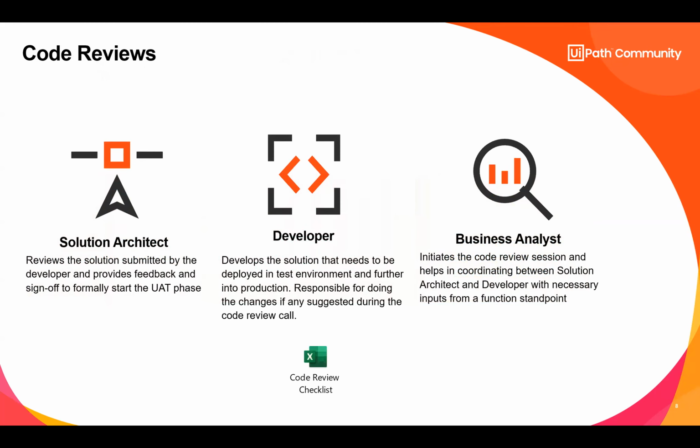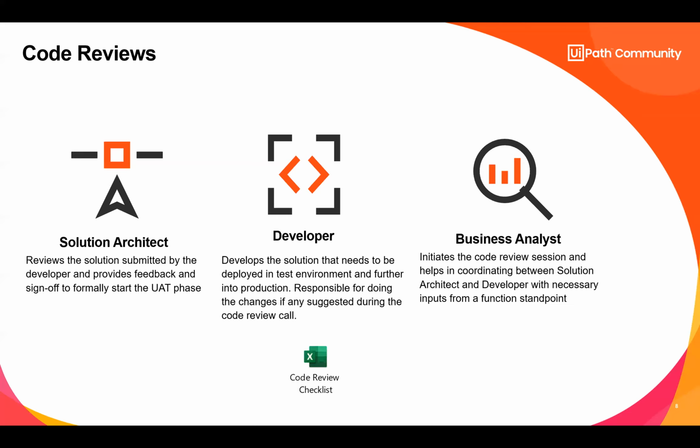Last is the code review sessions. Now the code review sessions are basically a meeting that we have where there will be a solution architect, a developer, and a BA. The solution architect's role is very simple. He will review the solution submitted by the developer, provide the feedback, and then sign off to formally start the UAT phase.